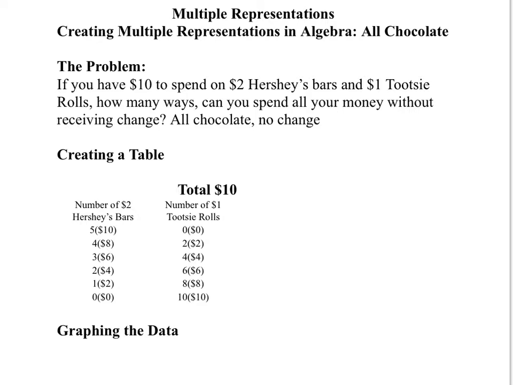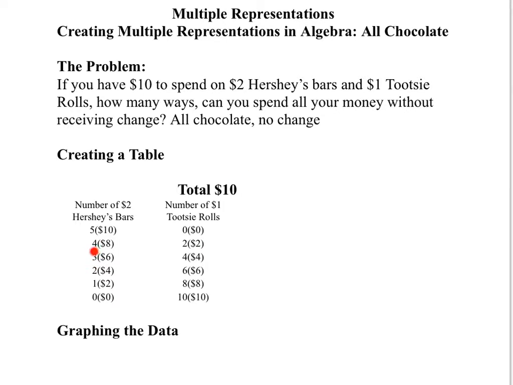Starting with the Hershey bars, we bought 5. Let's reduce by 1 and buy 4. What if we bought 3? What if we bought 2? What if we bought 1? And then what if we bought 0? If we bought 4 $2 Hershey bars, we're going to spend $8. We have $2 left, so of course we can buy 2 $1 Tootsie Rolls, and 8 plus 2 gives us our total of $10.